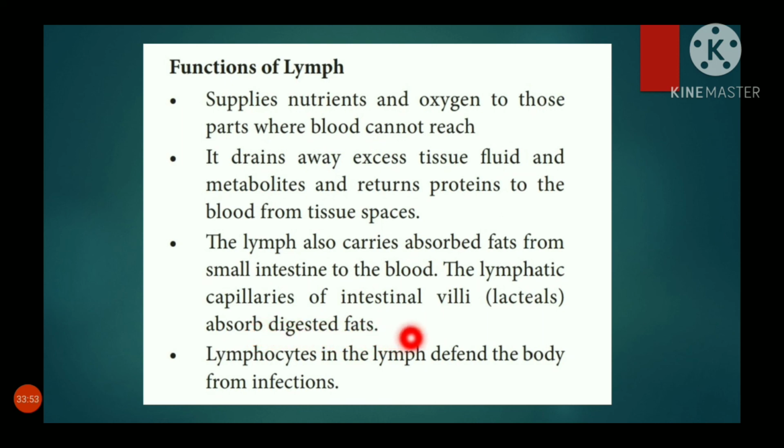Lymphocytes in the lymph defend the body from infections. Lymphocytes, that is WBC, in the lymph, we told a small amount of WBC is present. So the other name of WBC is lymphocyte. So lymphocytes in the lymph defend the body from infection. They also protect our body from infection.